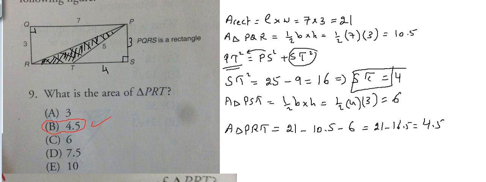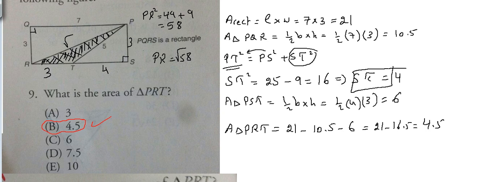First, PT is given as 5. RS is equal to QP because it's 7. So PT is 5, and TS is 4. We still need to find PR. We can find PR by Pythagorean. PR squared should be equal to QP squared, which is 7 squared, 49, plus RQ squared, which is 9. The answer is 58. If PR squared is 58, then PR is radical 58.